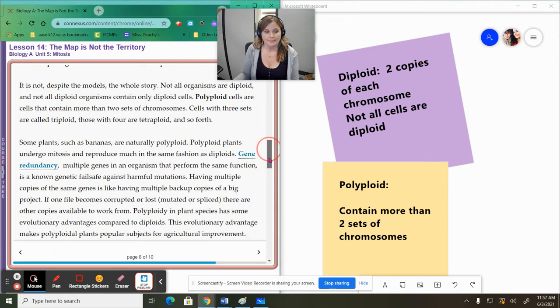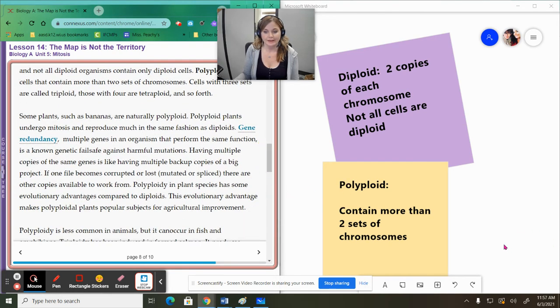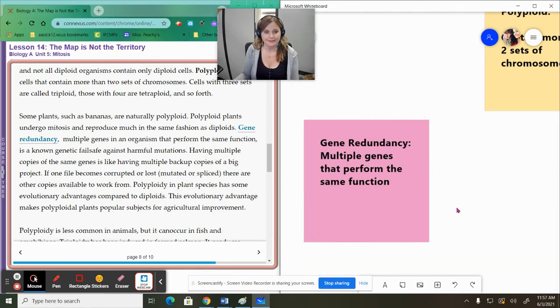It goes on to talk about something called gene redundancy. Polyploid organisms oftentimes occur in plants. In fact, most polyploid organisms are plants. The reason they're polyploid is to give them gene redundancy. Essentially, they have multiple genes that perform exactly the same function. This is actually an evolutionary advantage because through mutations, the genome oftentimes gets changed over generations. If you multiply that from generation to generation, over time you get lots of change.